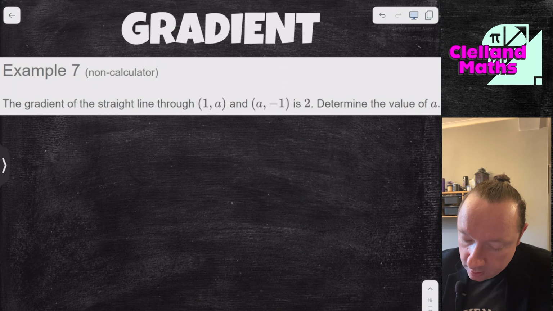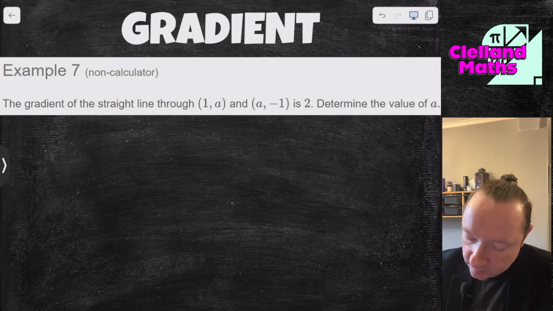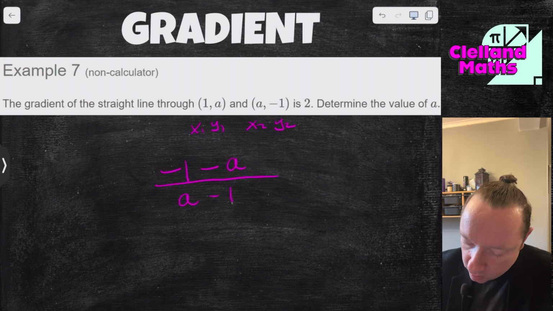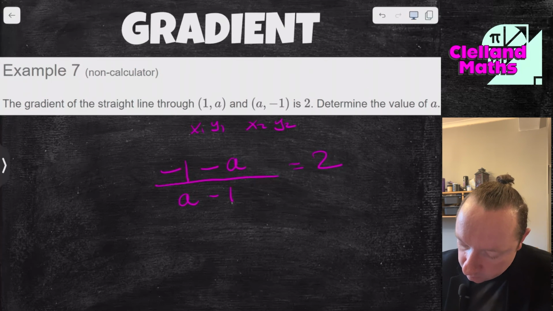And we're done there. The gradient of a straight line through (1, a) and (a, minus 1) is 2. So same again, x1, y1, x2, y2. y2 minus y1, which is minus 1 minus a, over x2 minus x1, which is a minus 1, equals 2. Cross multiply. Minus 1 minus a equals 2 times a minus 1. Minus 1 minus a equals 2a minus 2.